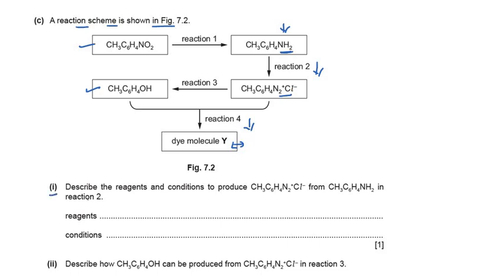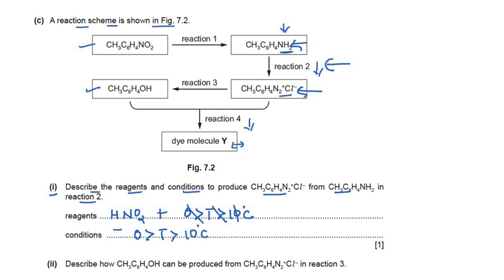The first part of this question says describe the reagents and conditions to produce the diazonium ion from the amine compound in reaction 2. So we are talking about this reaction where the amine group is changed to diazonium ion. For the reaction conditions, nitrous acid is required, and then we need a temperature between 0 and 10 degrees. The conditions should be written here, that is the temperature should be between 0 and 10 degrees Celsius.